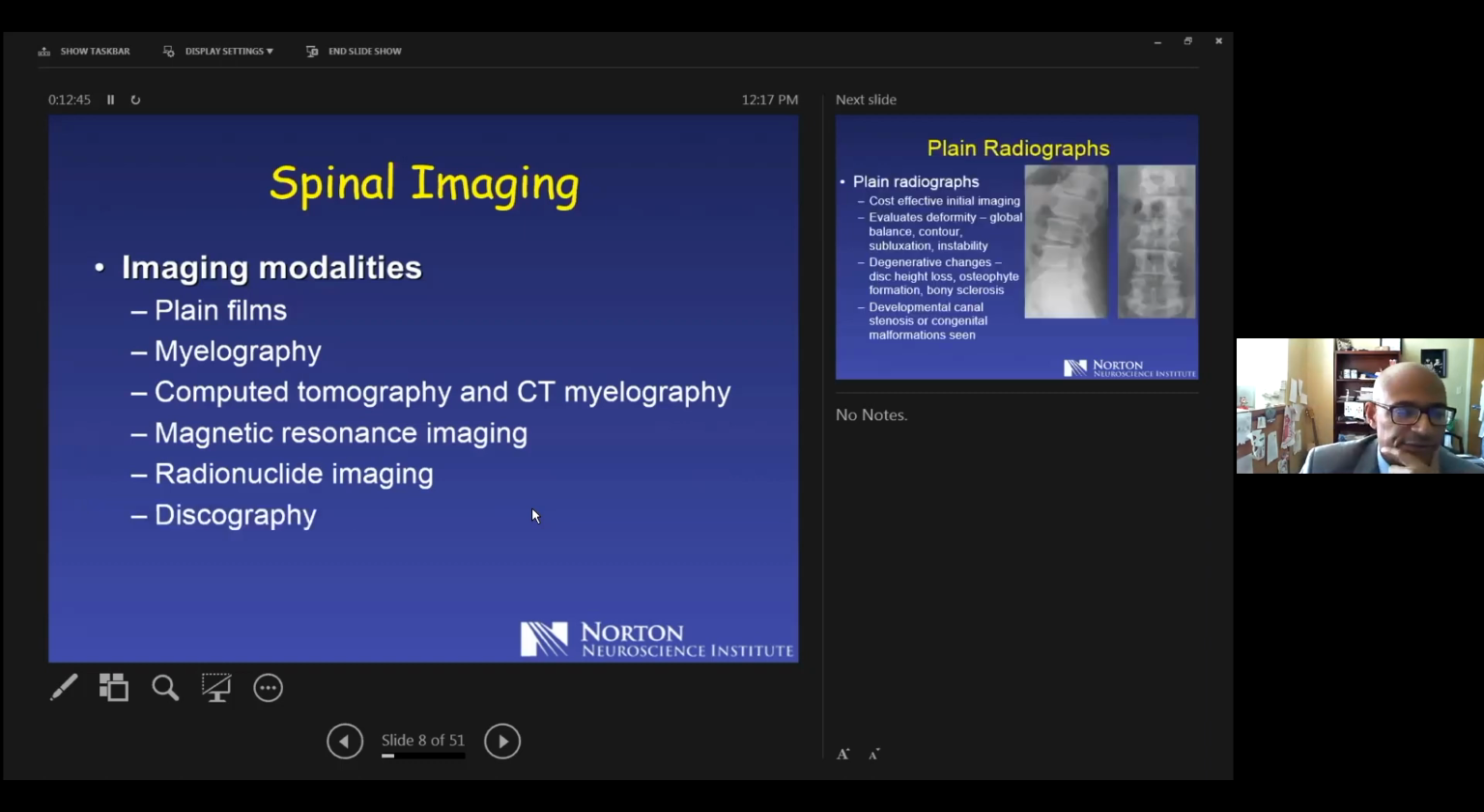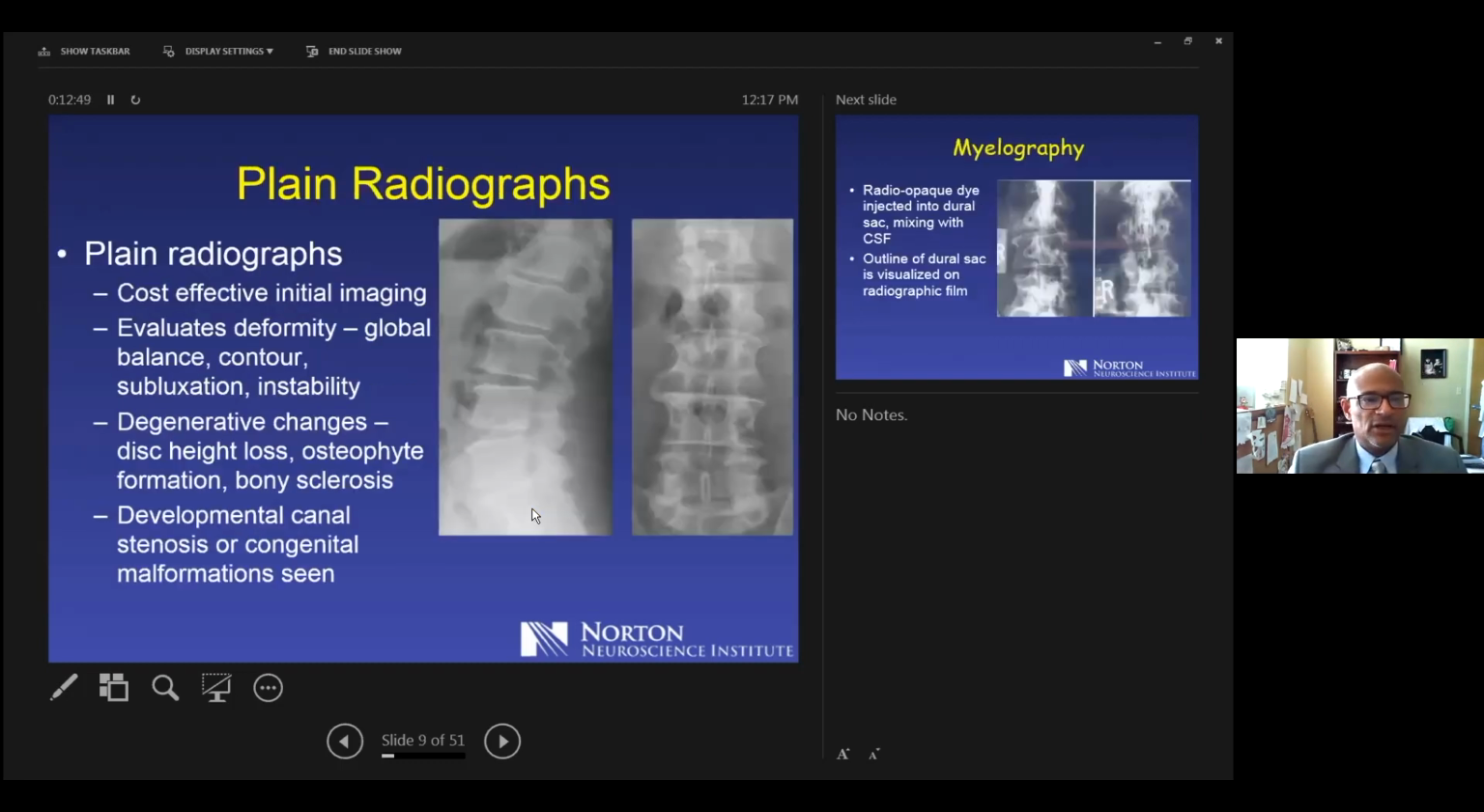And then discography. So when we look at plain films, plain x-rays are really cost effective. They're easy to get. They allow us to identify more so just bony alignment. We can see degenerative changes. Unlike the cervical spine, a little harder to identify foraminal stenosis unless it's real severe, but it does give us an idea about degenerative changes within the disc heights. It also gives us an identification of facet joints.